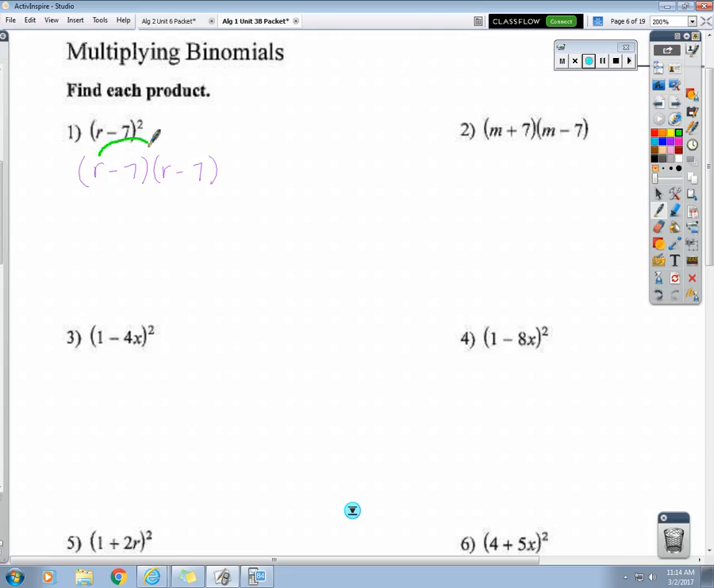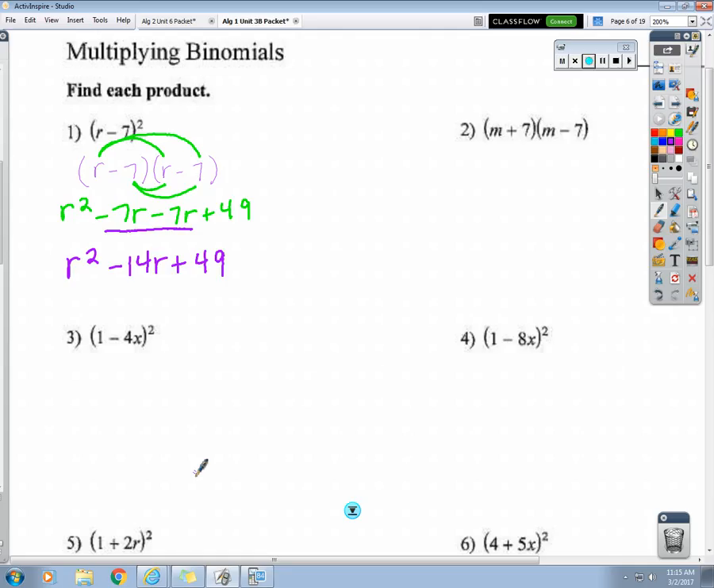Distribute. R times r is r squared. R times negative 7 is negative 7r. Then you have to distribute the negative 7 times both terms in the binomial. Negative 7 times r is negative 7r, and negative 7 times negative 7 is positive 49. Am I done? Why not? I have to combine like terms. So, r squared comes down. Negative 7r minus 7r combines to negative 14r, and then plus 49. And then I'm done. Does that make sense to everyone?